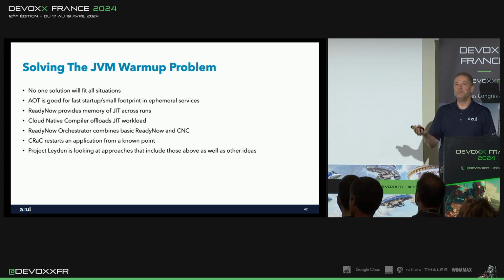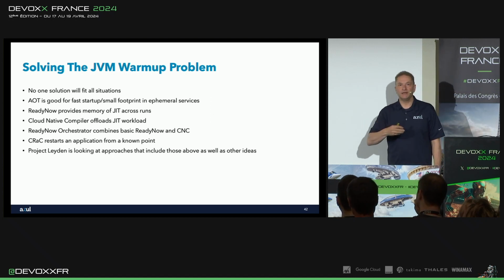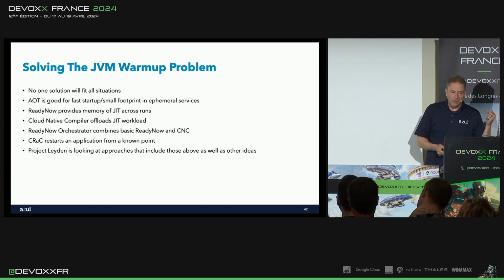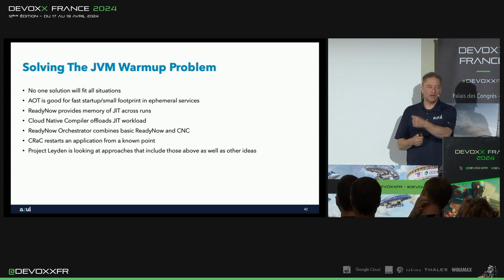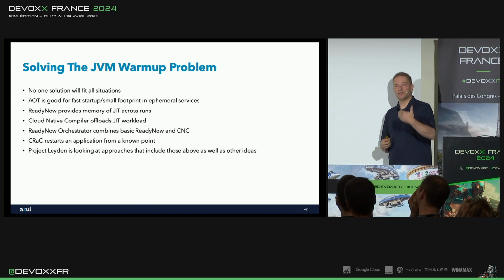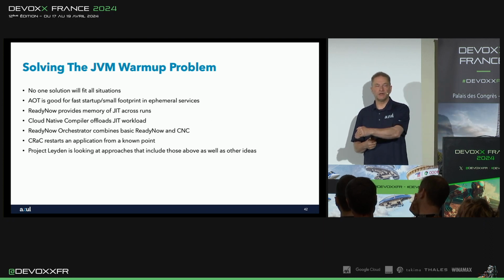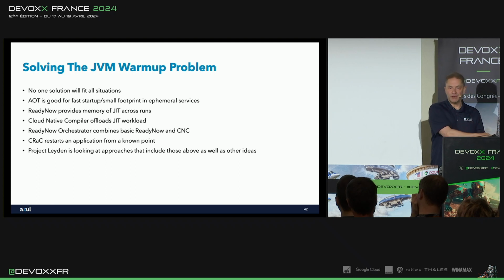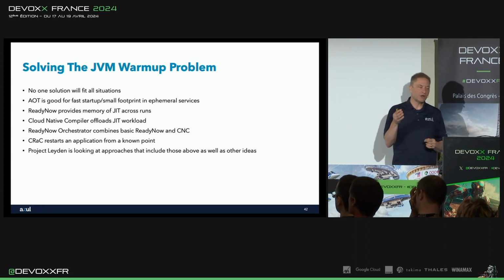AOT, Graal native image, is very good for short-lived services where you're not concerned about the overall performance, and you may not be using things like reflection or bytecode generation and things like that. ReadyNow provides a good way of doing things, so you've got memory of JIT compilation across runs. The cloud-native compiler takes that to the next level, so that you can actually cache the compiled code and reuse it when you're starting up the same application multiple times. ReadyNow Orchestrator combines the best of both ReadyNow and cloud-native compiler. And then CRaC allows you to restart an application from a known point and do that very, very quickly.